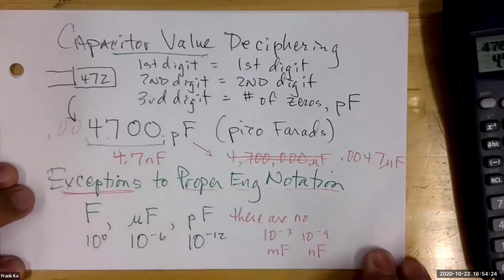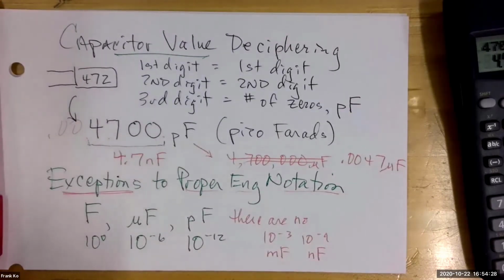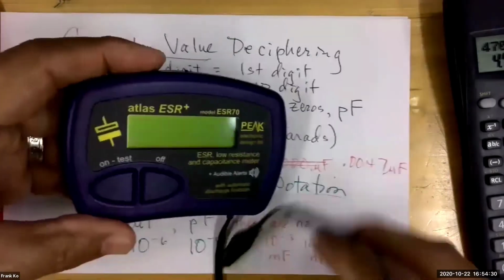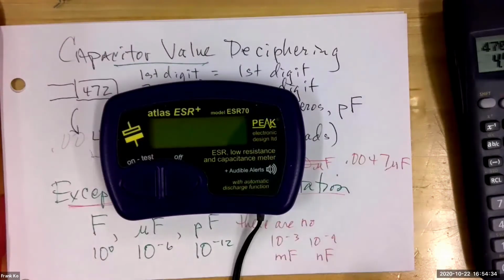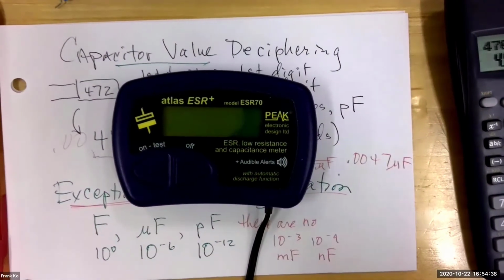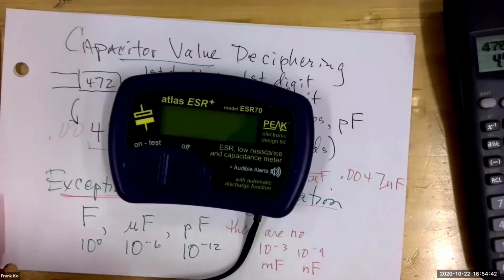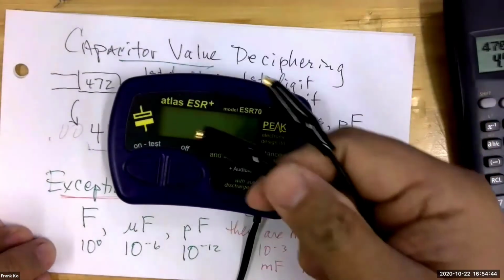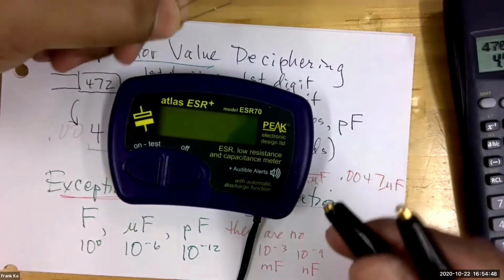Oh, by the way, we said that this is 4,700 picofarads. Guess what I have to demonstrate? Look at this tool. I didn't say toy, I said tool. All right, this is not a toy, this is a tool. Some people think of it as a toy. All right, this will measure capacitance. So I happen to have 2 leads, an on-off button and a test. So I'm gonna hook this guy up.